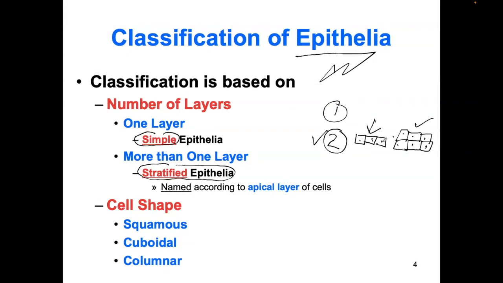And it's the number of layers that you see at the apex. So let's say we're looking at a slide. It's whatever we would see up here at the top.